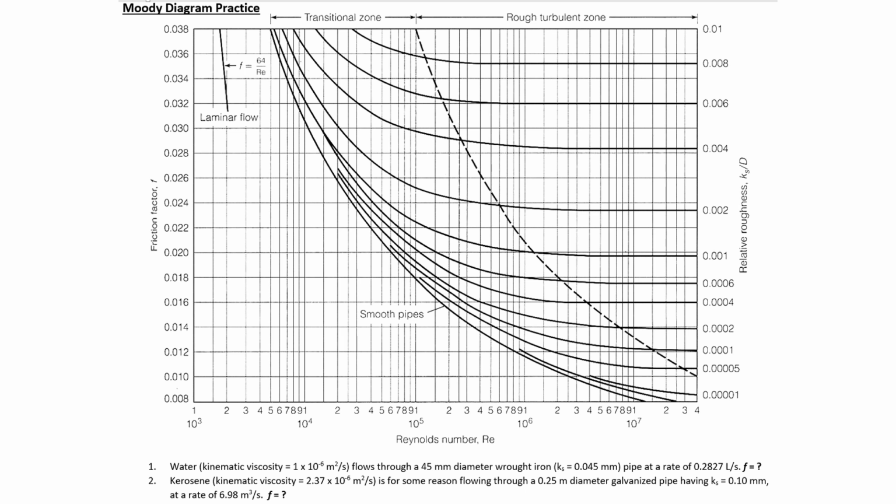All right, so what I'd like you to do is just get some practice using the Moody diagram. So let's find out what's the applicable f value for both of these problems. The first is with some water that's flowing relatively slowly. The second problem is some kerosene that's flowing at a really high velocity.